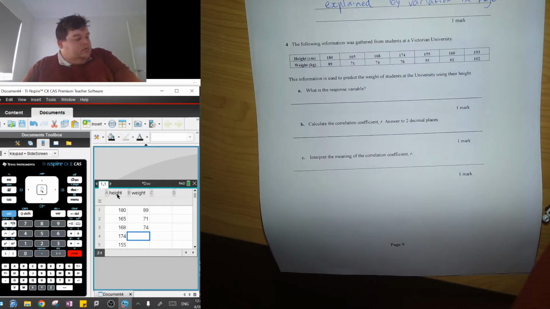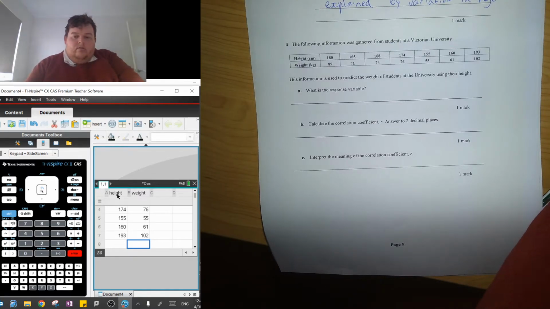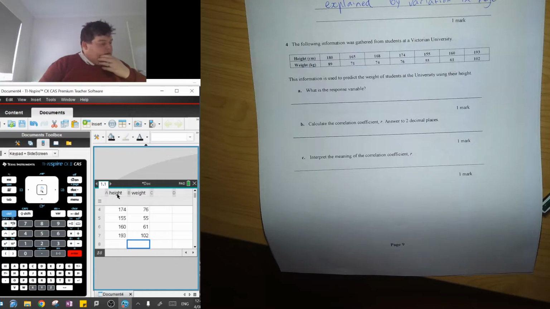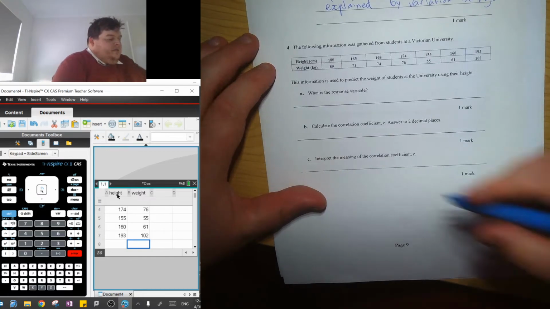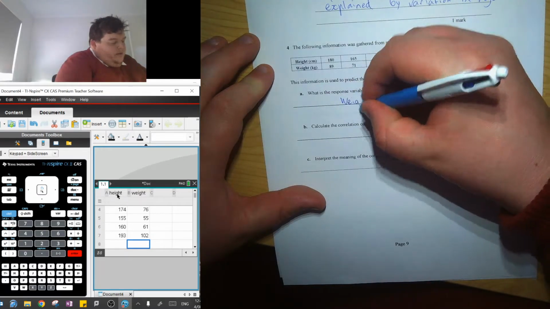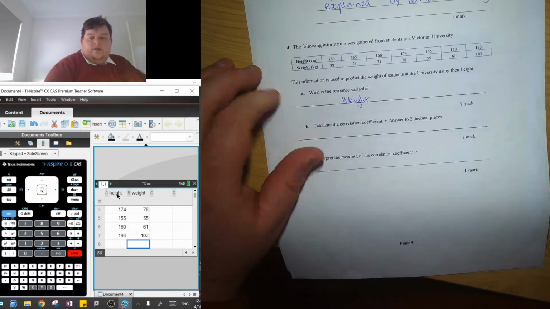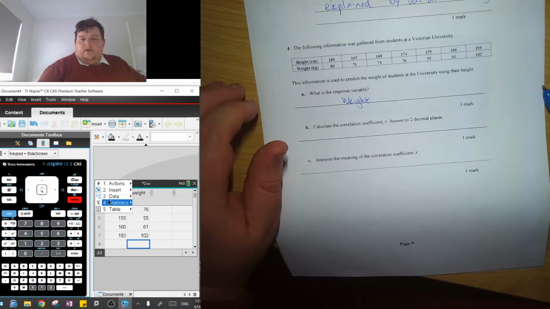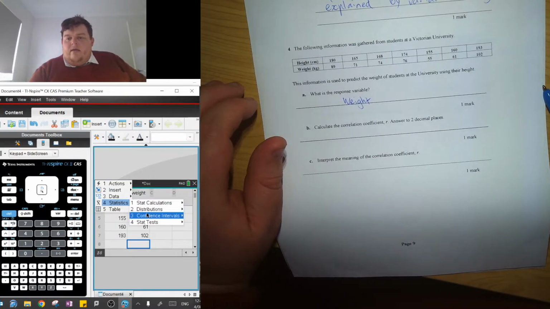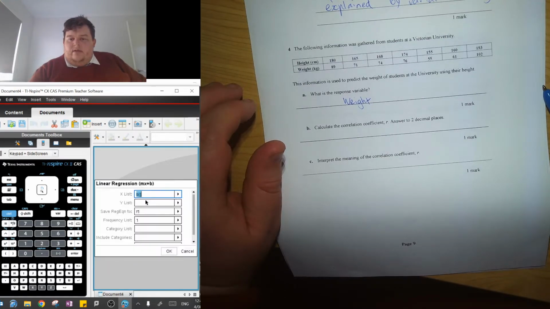55, 61 and 102. All right. So looking to see if you can predict weight based off height. It makes sense that weight is the explanatory because it's more likely that height would affect your weight than vice versa. Correlation coefficient. We're getting pretty good at this now, I think. SAC calculations, the regression. We're saying that height explains weight.